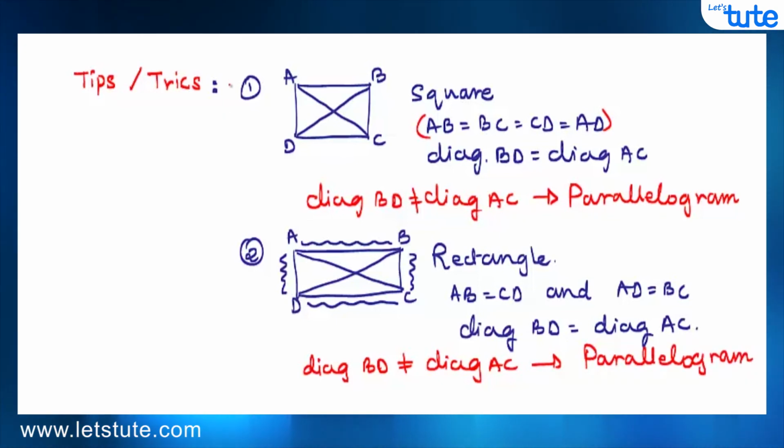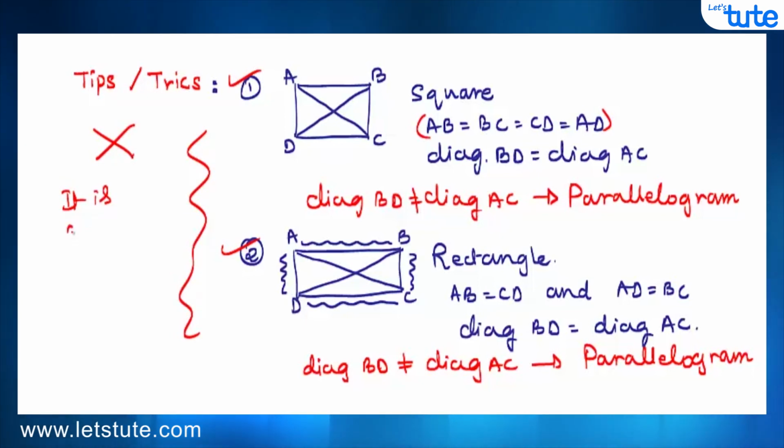Okay. What if none of the conditions are matched? Then that quadrilateral is some random quadrilateral. Let me write here. If none of them is matched, then it is a random quadrilateral, some type of quadrilateral.